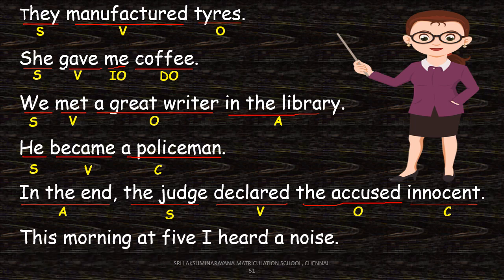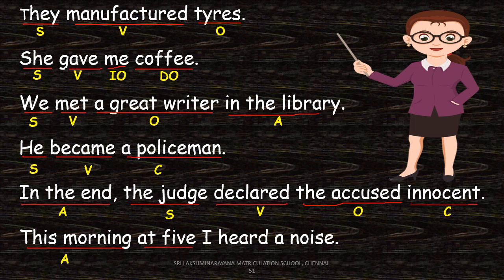Your last sentence, this morning at 5, I heard a noise. Here, this morning. What is this morning? It denotes the time. So when did I hear a noise? The answer to the question when is this morning. So if anything comes as an answer to the question when, then that is the adjunct.